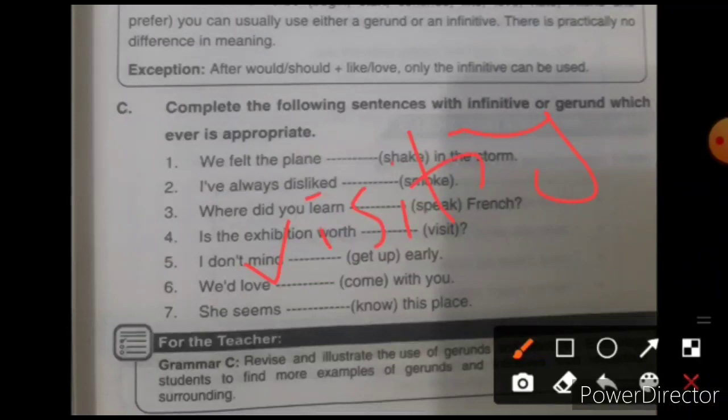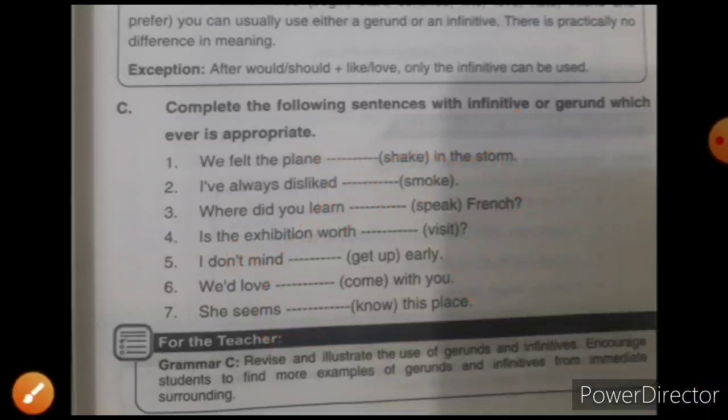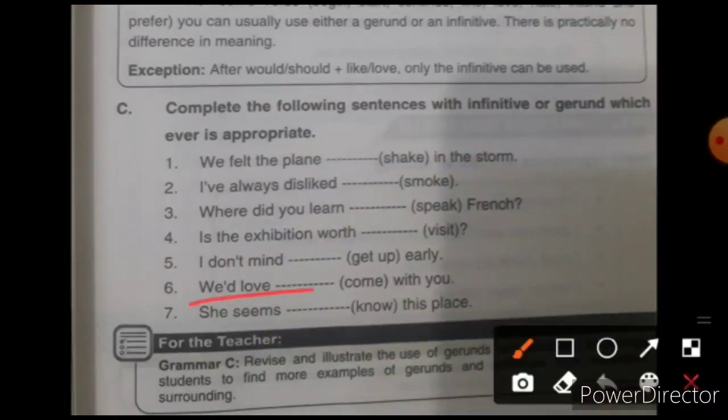And I don't mind dash early, so over here you're going to use getting up early. Getting up. The next one is weird love. Now weird means we would. What is this word? We would. So we plus would and then love, so automatically you're going to use the infinitive. We would love to come with you. The next one is she seems, and over here you're going to use to know this place.